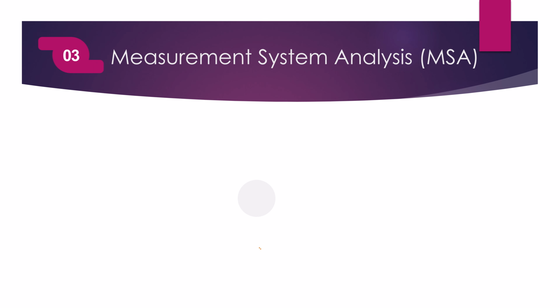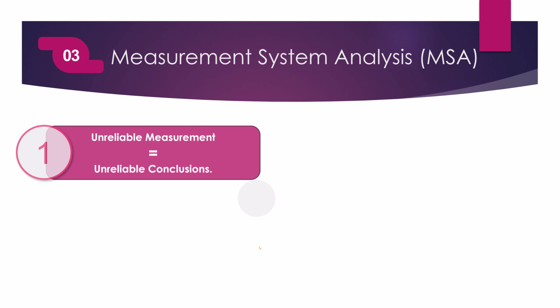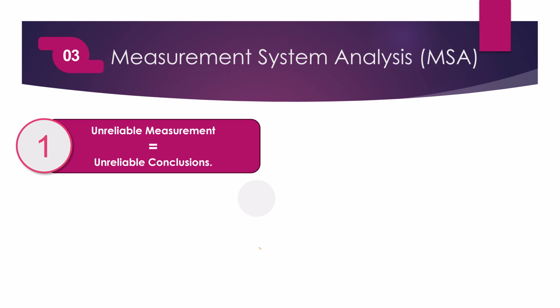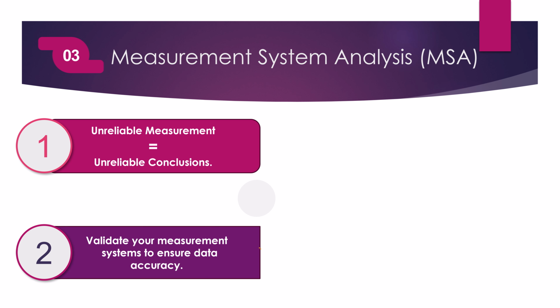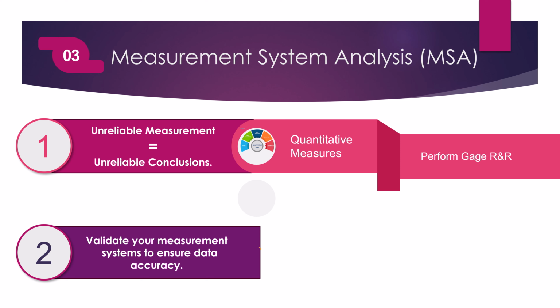Step 3. Validate your measurement system. This step is often skipped, and that's risky. If your data is unreliable or inconsistent, your analysis will mislead you. In simple terms, if what you are measuring isn't accurate, your conclusions won't be either. For quantitative measures, we use a study called Gage R&R, that's repeatability and reproducibility. This analysis helps us identify where variation is coming from, whether it's due to the instrument, the person measuring, or the process itself.